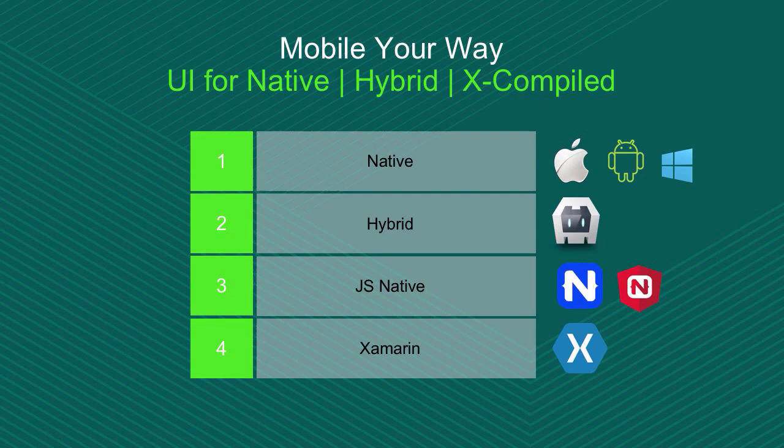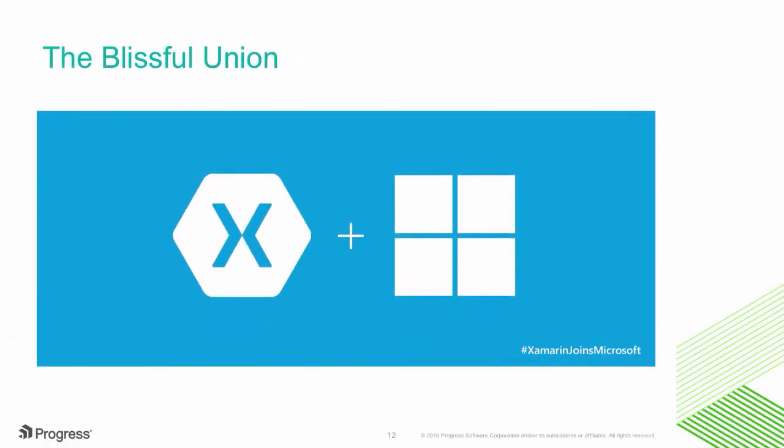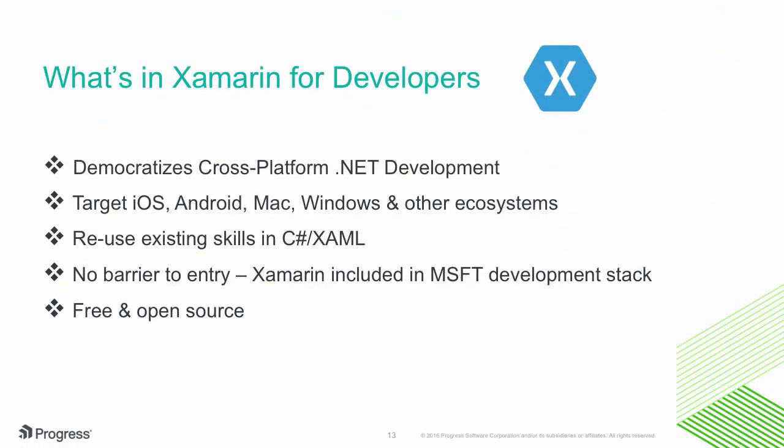But for most .NET developers, the most enticing option might be the cross-compiled one, and that's where Xamarin comes in. Now, as we all know, at the beginning of 2016, there was a blissful union with the Microsoft acquisition of Xamarin. Now, this has interesting repercussions for .NET developers. Microsoft has now truly democratized cross-platform mobile development with .NET. With Xamarin, you can now truly reuse your existing skills in C# and XAML and target iOS, Android, Mac, and a host of other ecosystems. There is literally no barrier to entry with Xamarin being free and open source and included in the Microsoft Dev Stack.